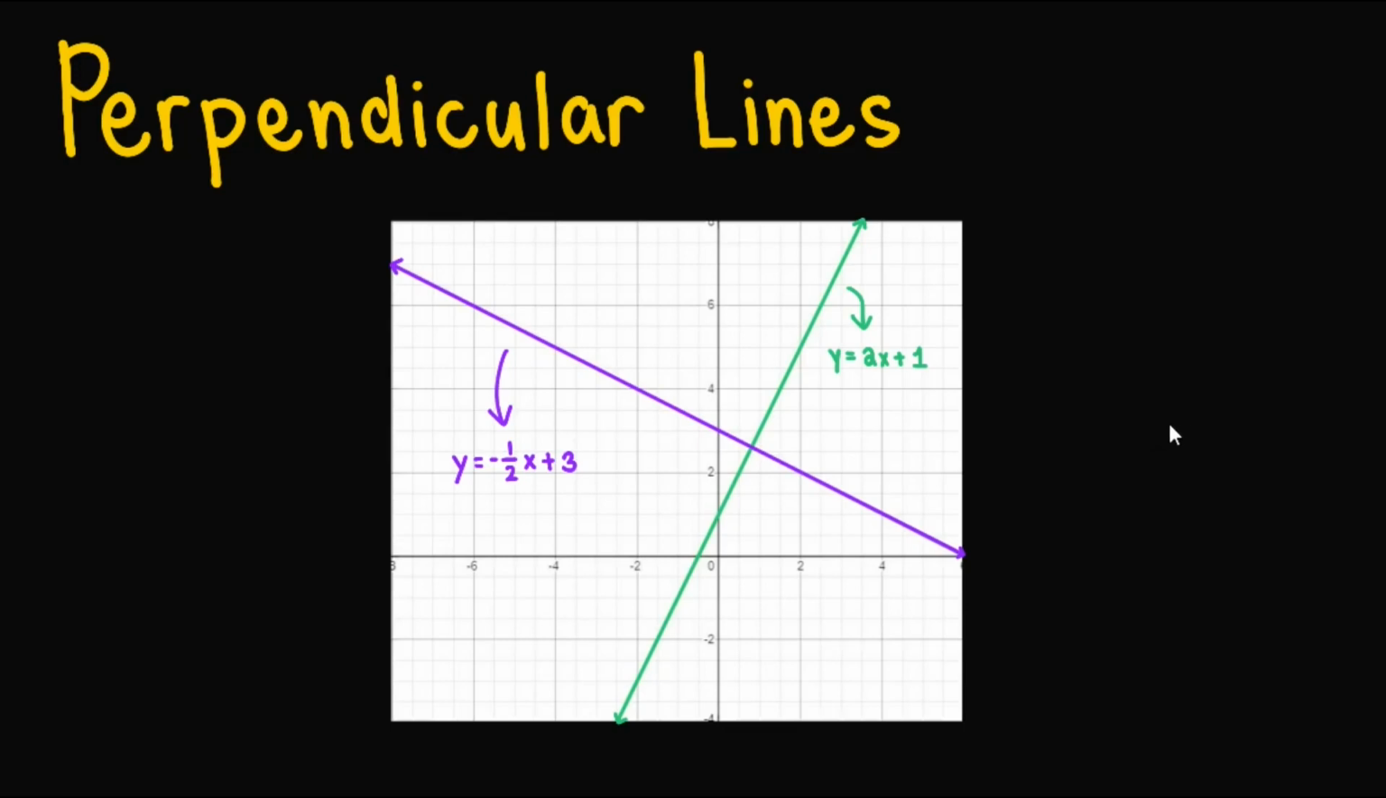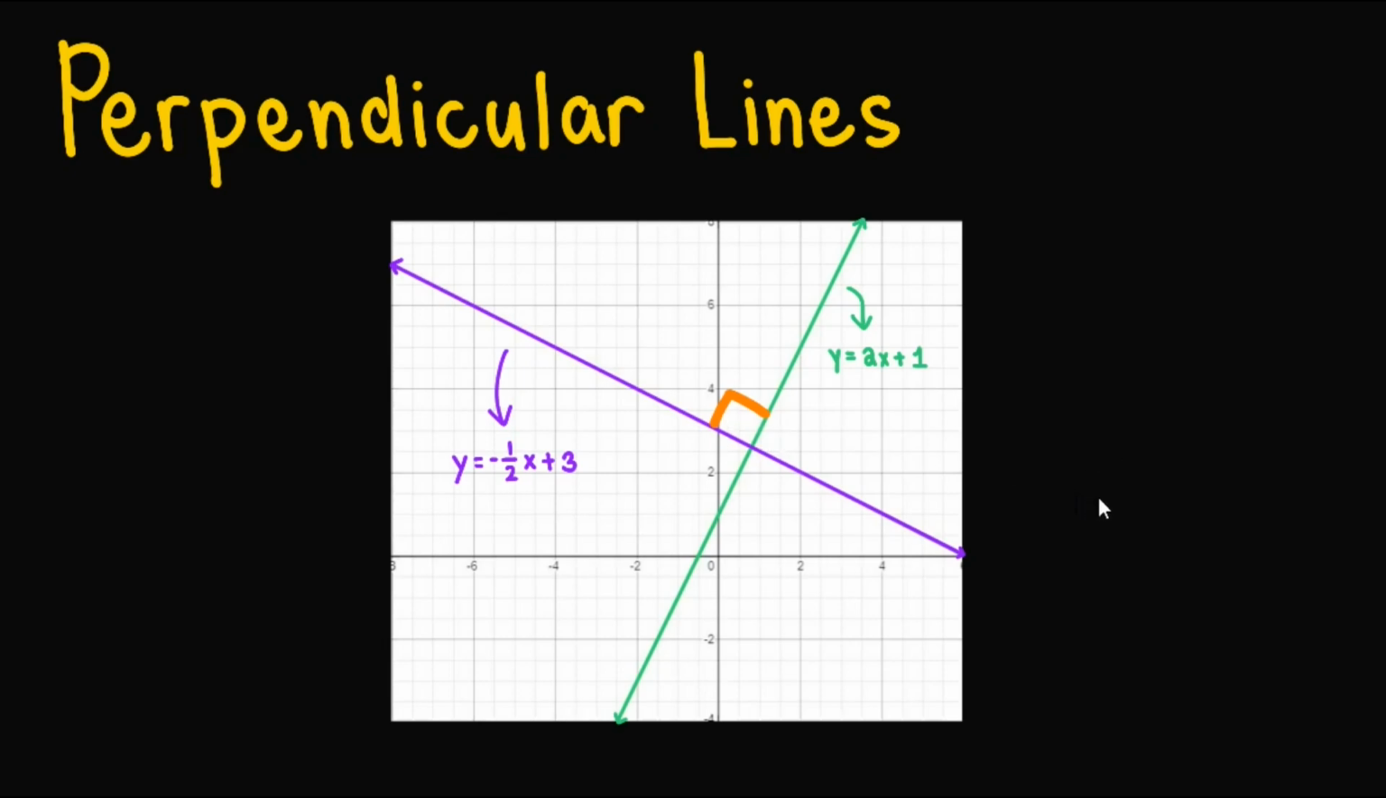Hi there. For this video, we'll be learning about perpendicular lines. Perpendicular lines are lines that intersect one another or cross one another at a 90-degree angle, or right angle.